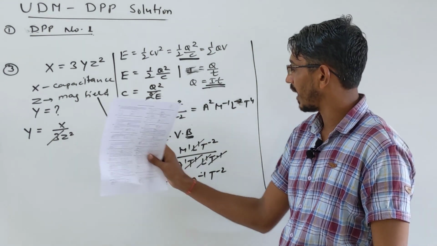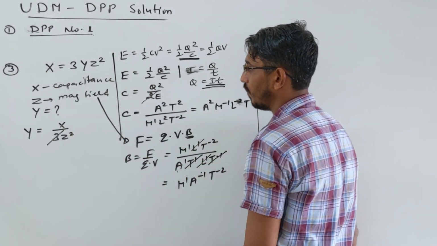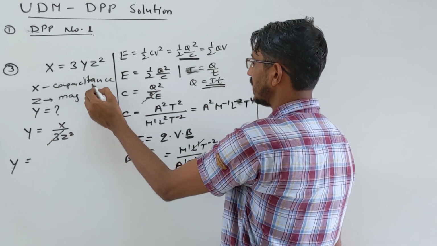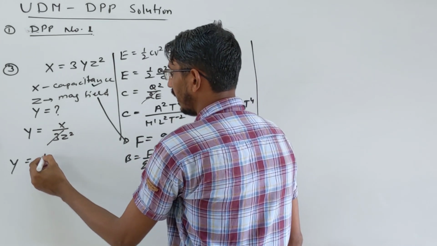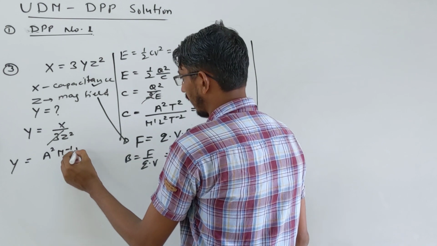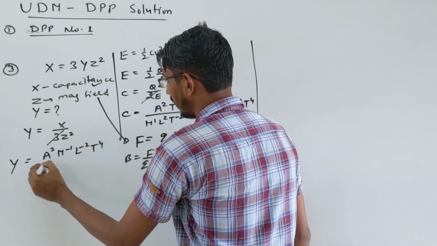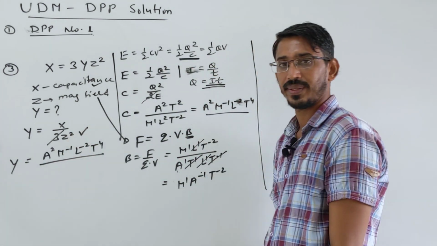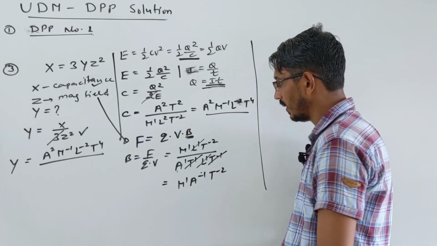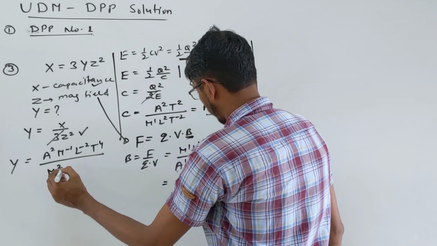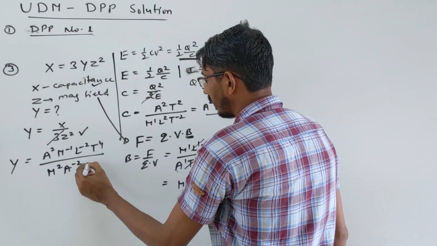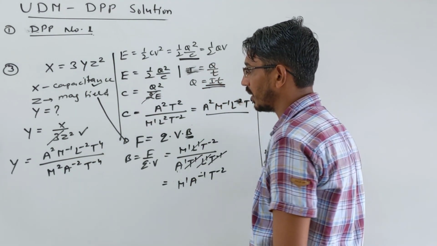Now we have found both capacitance and magnetic field, so let's put them in the formula. Y is equal to X, which is capacitance, A power 2, M power minus 1, L power minus 2 and T power 4, divided by G square. G was the magnetic field, and we square it: M power 2, A power minus 2 and T power minus 4. Let's solve this.